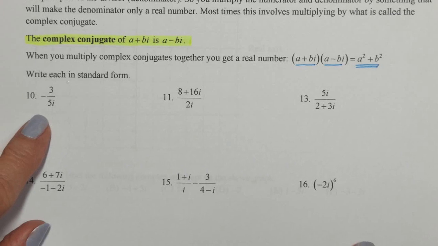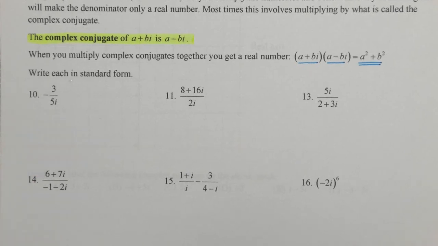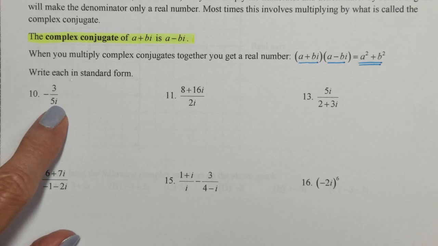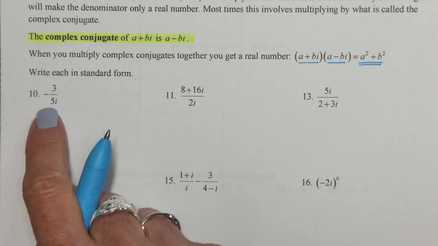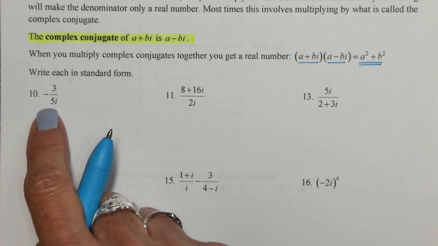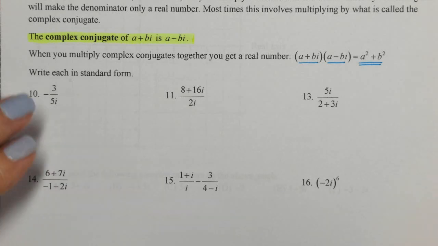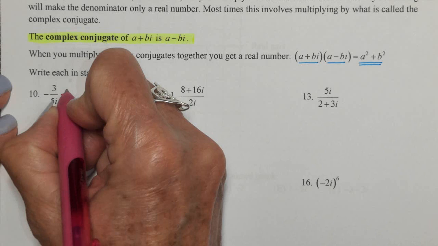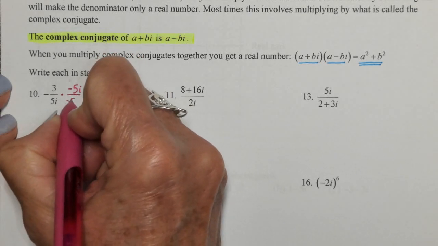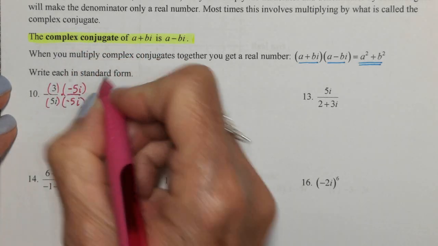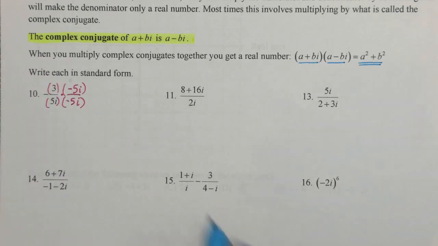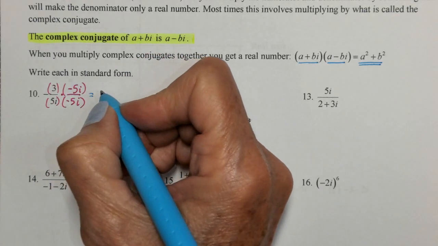Number 10. Okay, I don't want imaginaries in the bottom, and I see an imaginary in the bottom. What can I multiply by to get rid of that imaginary in the bottom? Well, lots of times my students will say multiply by a negative 5i because there's a positive 5i there. And I would say to that, that is perfectly fine, and you can totally do that. In fact, let's do that. Let's multiply by a negative 5i over negative 5i. So I'm multiplying by 1 there.